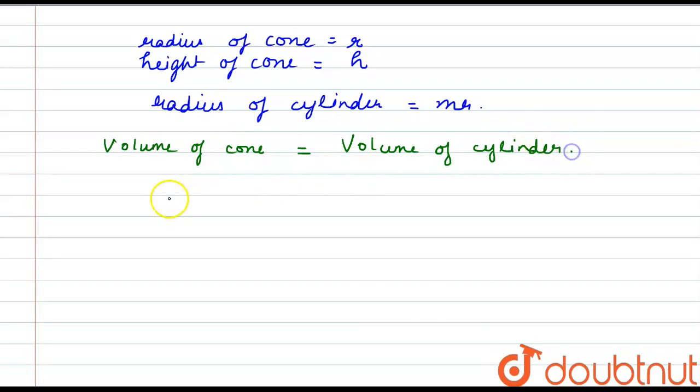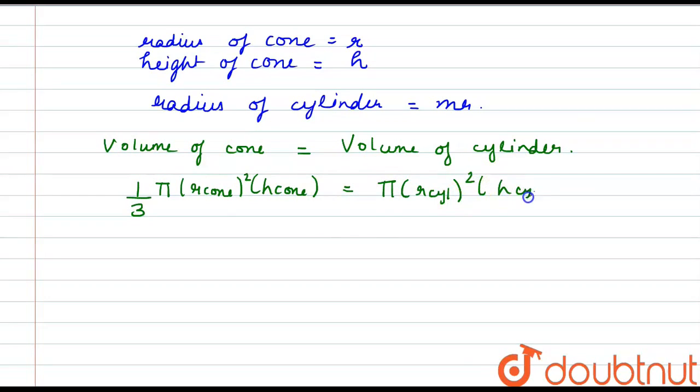Okay, that means 1 by 3 into pi into radius of cone square into height of cone should be equal to pi into radius of cylinder square into height of cylinder. Okay, so if we put the values of radius and height of cone and radius of cylinder here, we can find out the height of the cylinder. So 1 by 3 into pi into r square h is equal to pi into radius of cylinder is mr square, and let the height of cylinder be h cylinder.